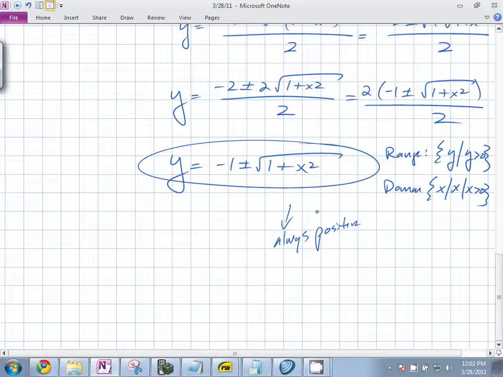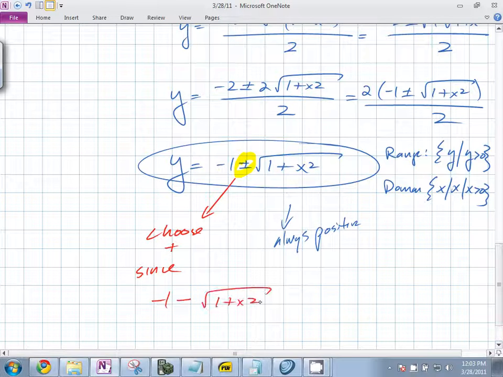Positive plus or minus is what I'm focusing in on here. You agree that that is always positive, right? What's negative 1 minus a positive number? Always what? Negative 1 minus a positive number is always negative, right? But we want the range to be positive. So which one are we going to choose, minus or plus? Choose plus, since negative 1 minus the square root of 1 plus x squared will always be negative, and we want positive.